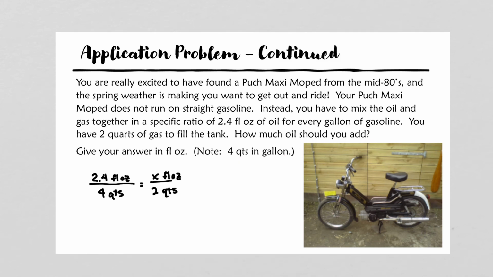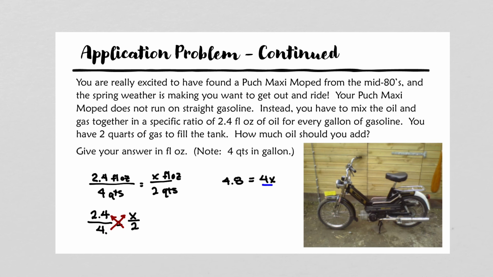So let's focus in then on that proportion. 2.4 fluid ounces is to 4 quarts, as X fluid ounces is to 2 quarts. Because my units are matching, I can ignore the units and simply focus on 2.4 is to 4, as X is to 2. How do we solve this proportion? Well, we cross multiply and divide. So I'm going to take 2.4 times 2, and that gives me 4.8. And then I'm going to multiply 4 times X, and that gives me 4X.